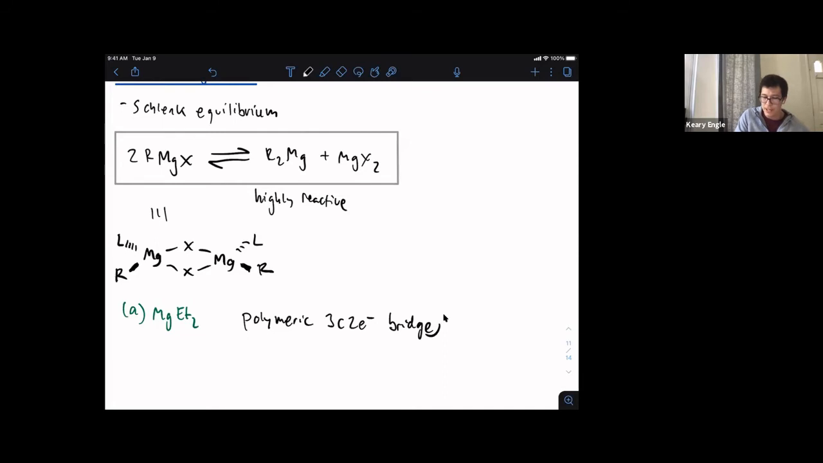And one of the important points is that the diorganomagnesium adducts that are formed through the Schlenk equilibrium are in fact much more reactive than the mu2 halide bridged forms that are also present in solution.